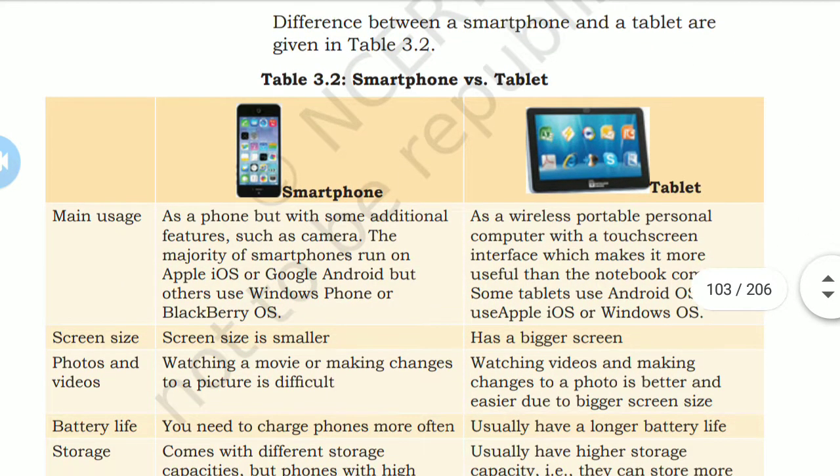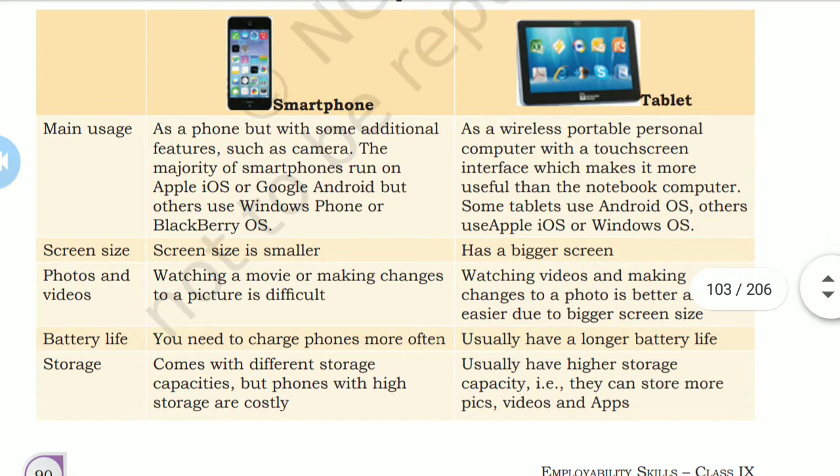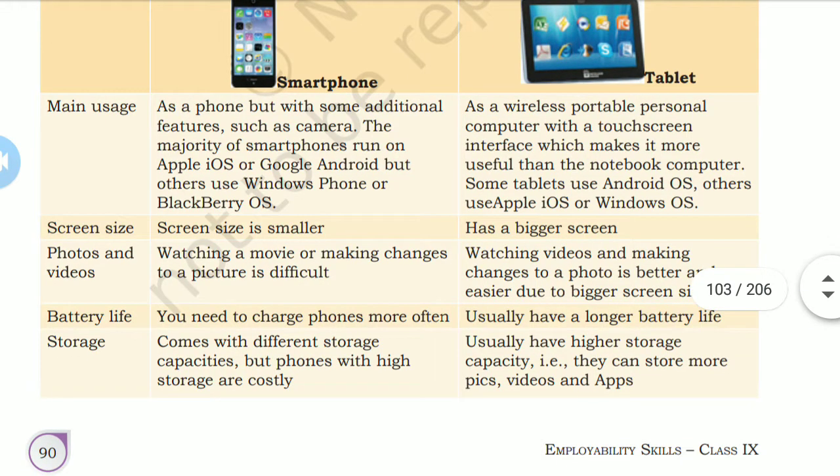Next, we are going to see the difference between smartphone and tablet. A smartphone's main use is as a phone, but with some additional features such as a camera. The majority of smartphones run on Apple or Google Android, but others use the Windows Phone or BlackBerry operating system also. A tablet is a wireless portable personal computer with a touch screen interface, which makes it more useful than a notebook computer. Some tablets use Android OS, others use Apple or Windows.